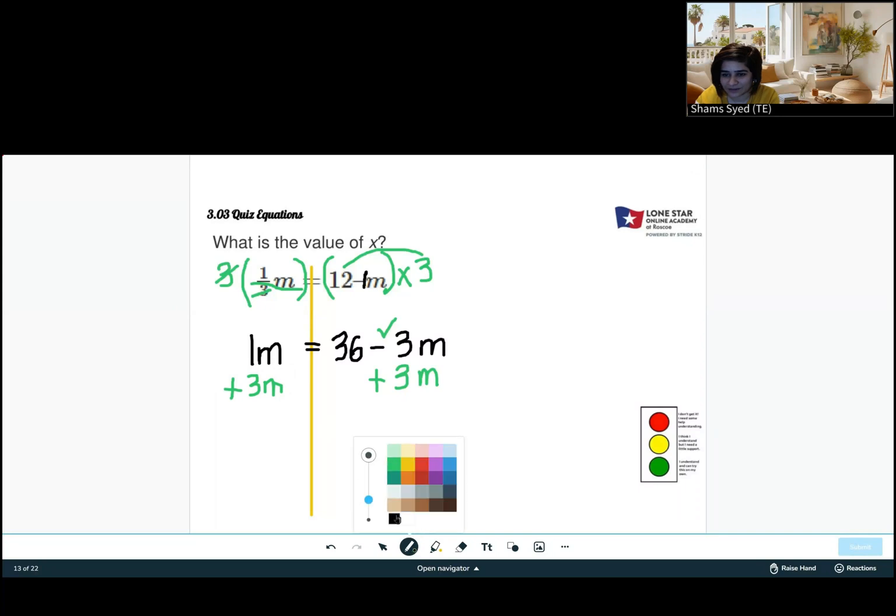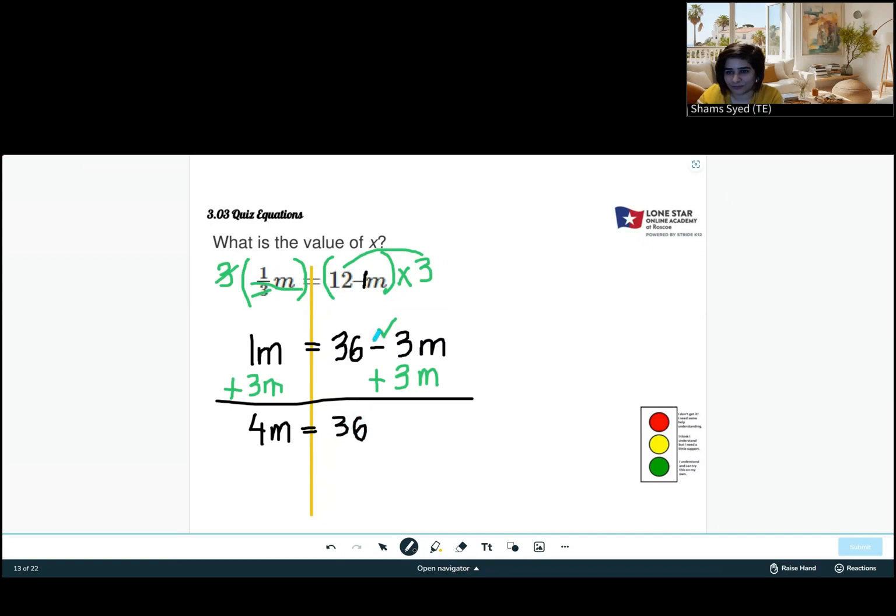Let's see what happens after adding 3m to each side. 1m and 3m is 4m. That equals 36, and that's all we have. We got rid of negative 3m and positive 3m. Got it? You guys know we don't need 4m. We just needed m. We can get m by itself when we divide both sides by 4.